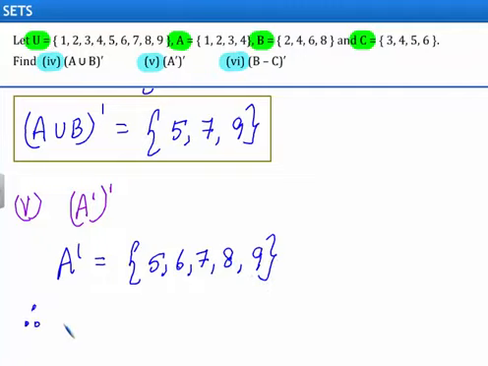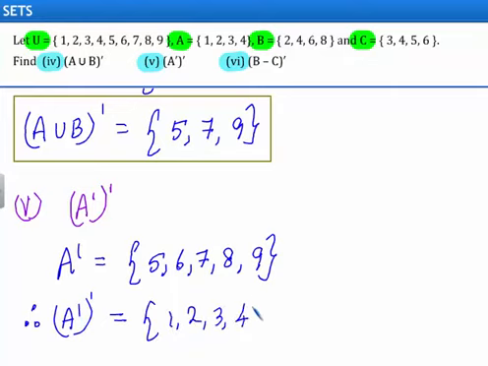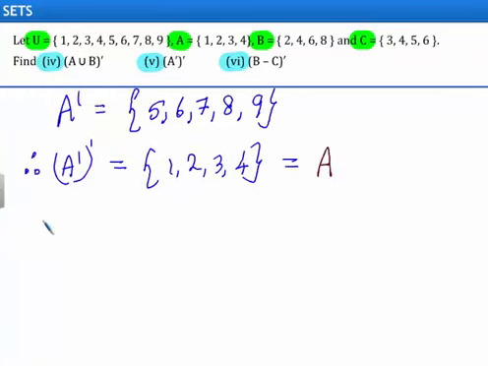Therefore, the complement of the set A complement is equal to 1, 2, 3, 4. This is equal to the set A itself. Therefore, the complement of the set A complement is equal to set A.